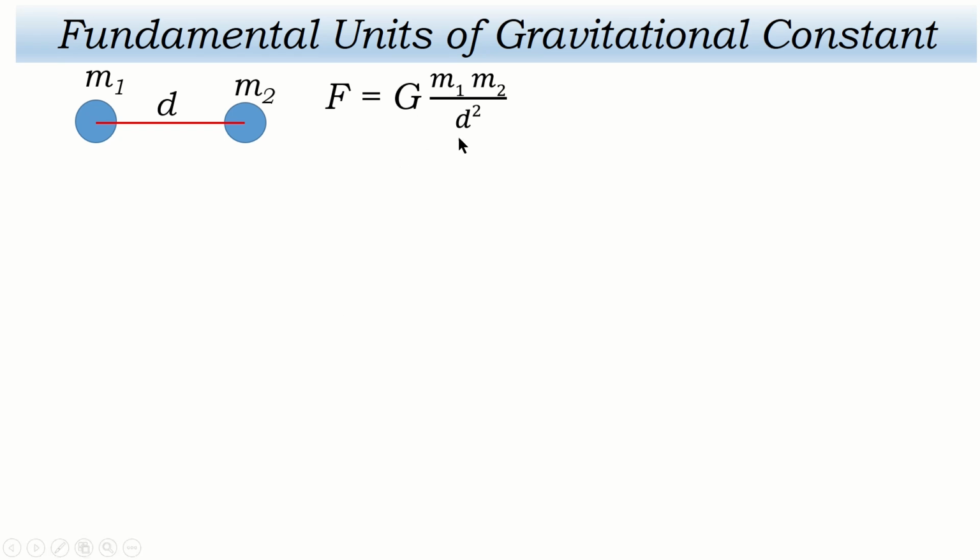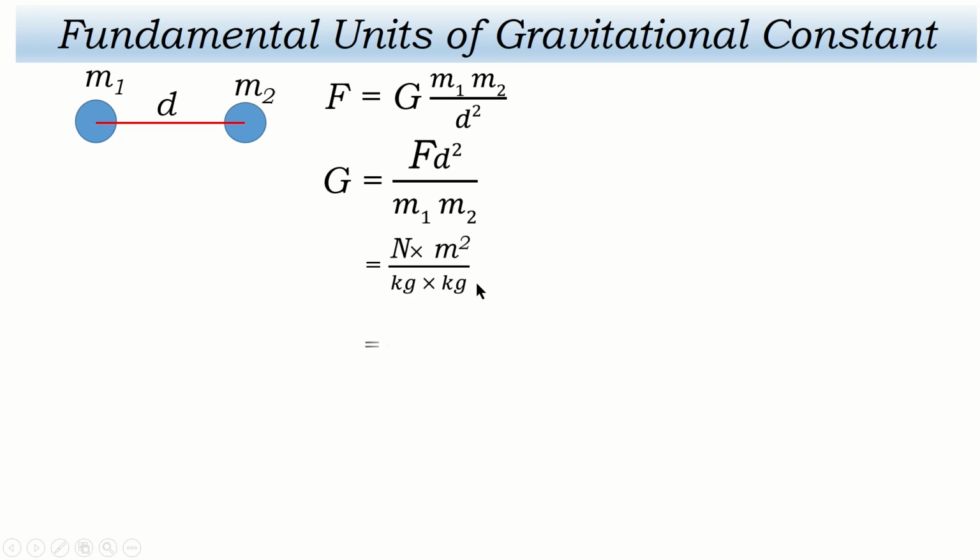If d square is taken to left hand side, we'll have F d square. If m1 m2 is taken to left hand side, then we'll have F d square upon m1 m2. We can write G equal to F d square upon m1 m2. And if we take their units, force is measured in Newton, and distance is measured in meter, d square means meter square, and m1 and m2 both are masses.